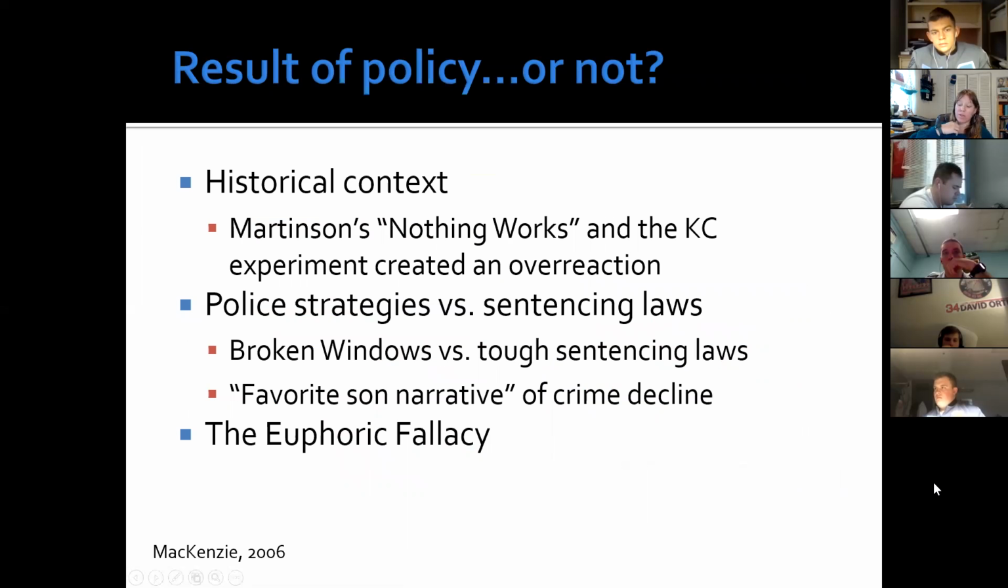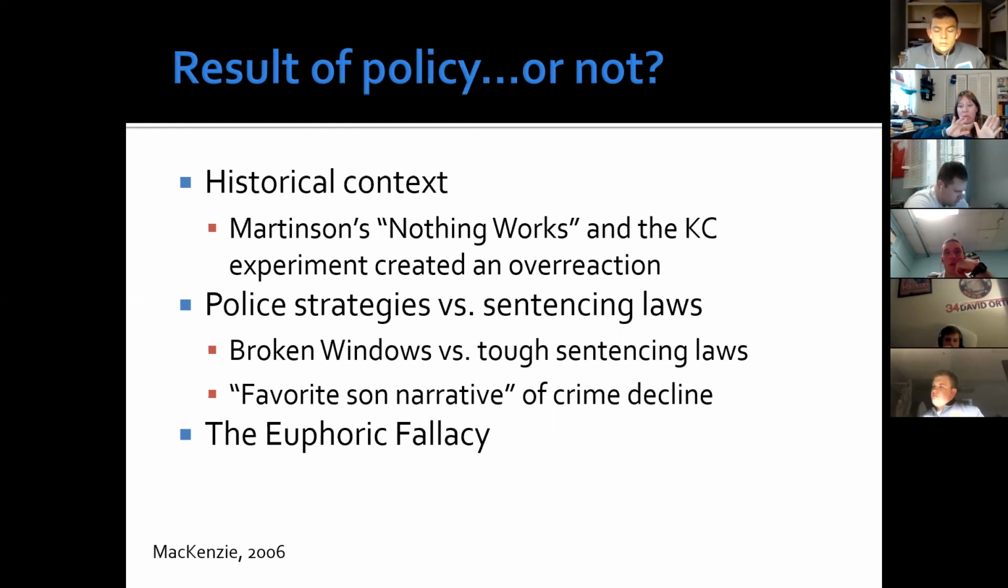All right, so let's talk about what caused this. Before we can determine what caused it, we need to start by looking at the historical context. So Martinson's Nothing Works, the Kansas City experiment, all of that kind of stuff, plus the crime rates, it was just sort of this atmosphere of discouragement that indicated that whatever we were doing wasn't working well, right? So basically what happened here is it created an overreaction, and the justice model was that overreaction because of all those things coalescing at once.